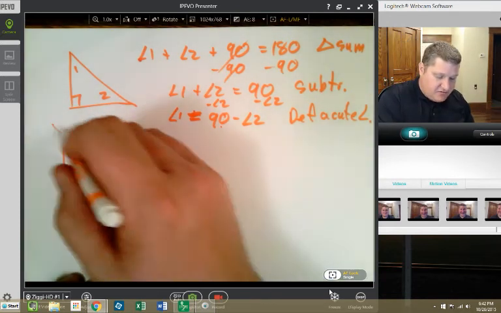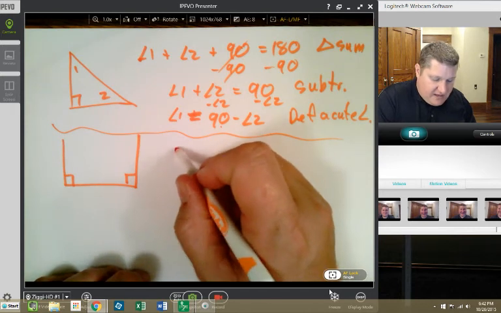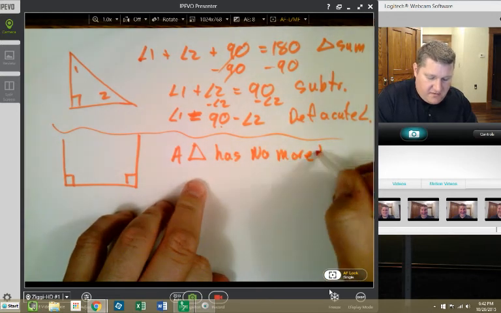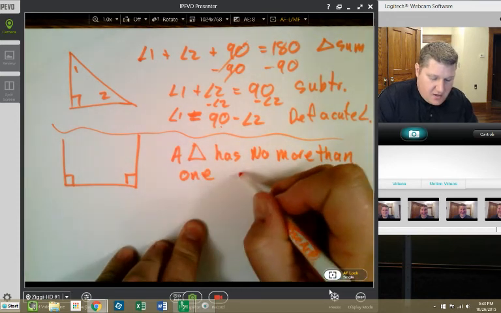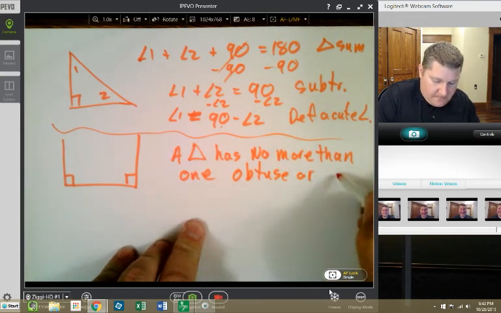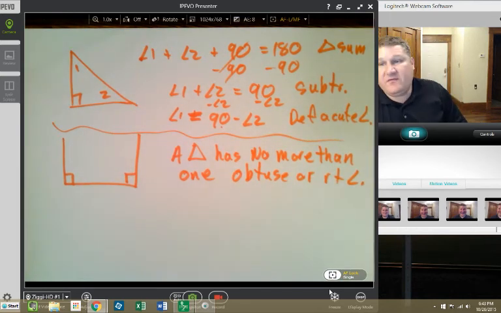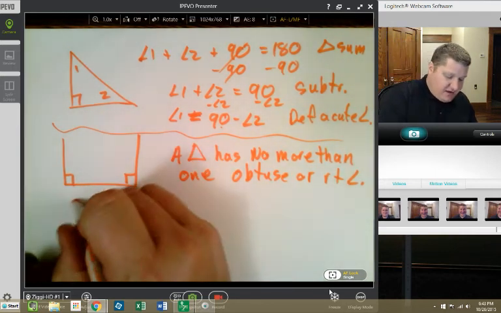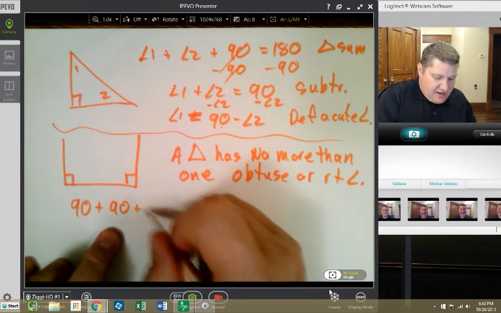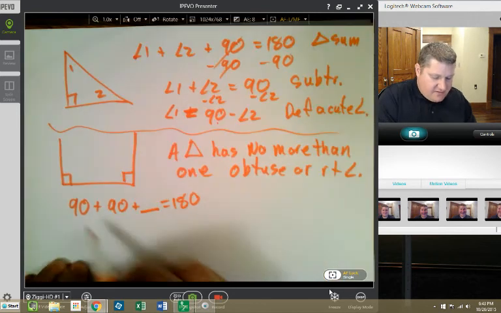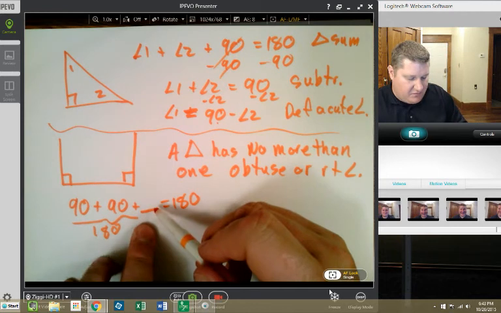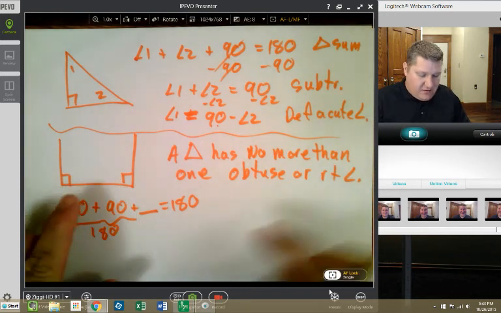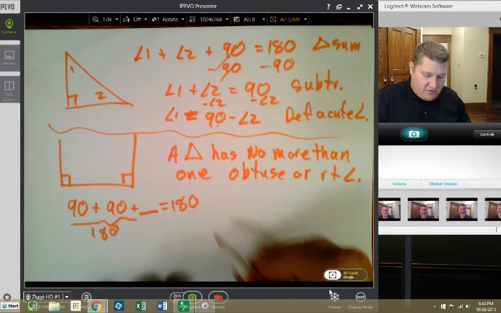Now, that actually brings us to another theorem, and that says that a triangle has no more than one obtuse or right angle. Now, the 2 smallest angles bigger than acute would be 2 90s. And if I have 90 plus 90 plus blank equals 180, these 2 together already make 180, so it is impossible to have a third angle that equals anything without going over 180. So our theorem says that a triangle has no more than one obtuse or right angle.